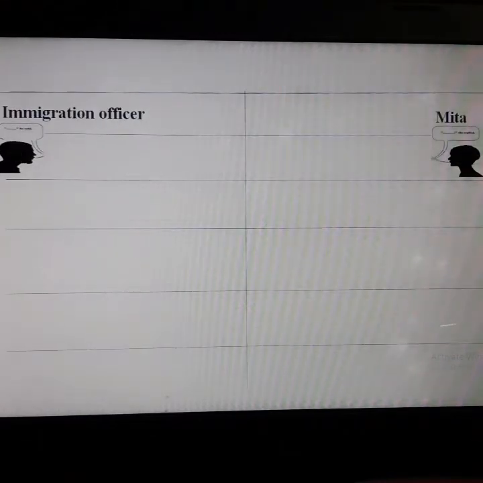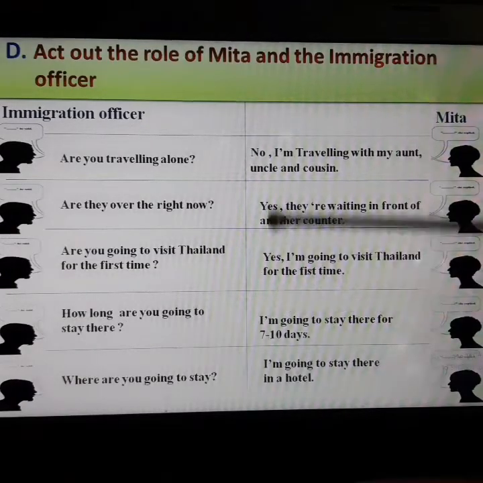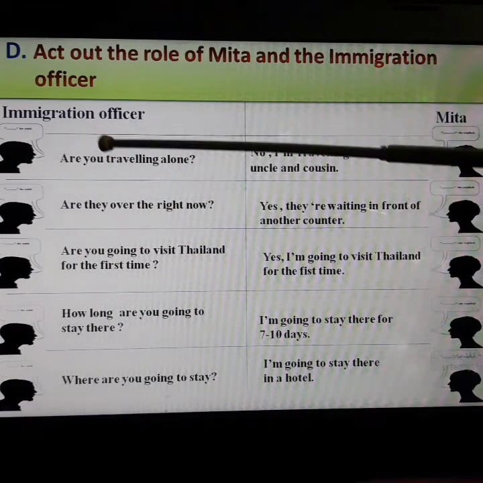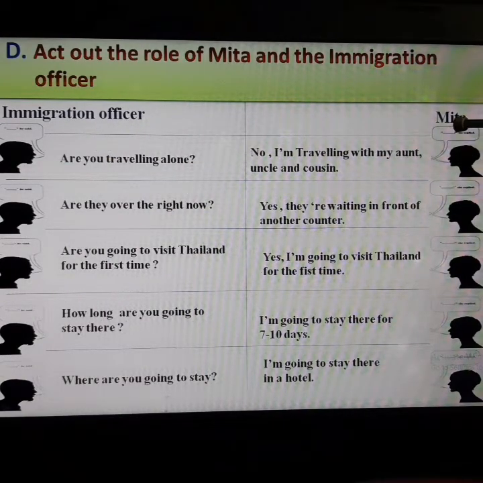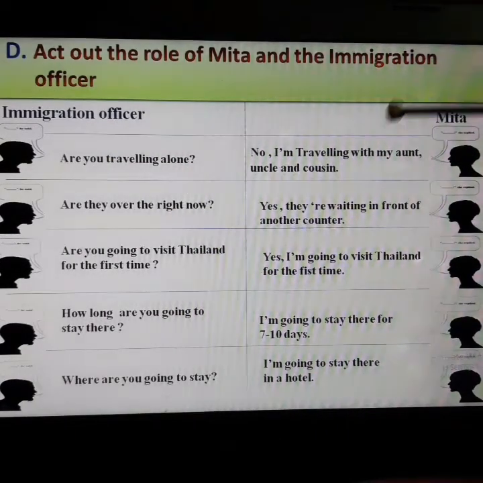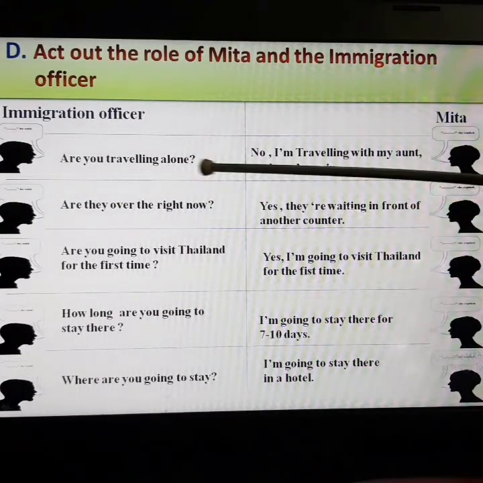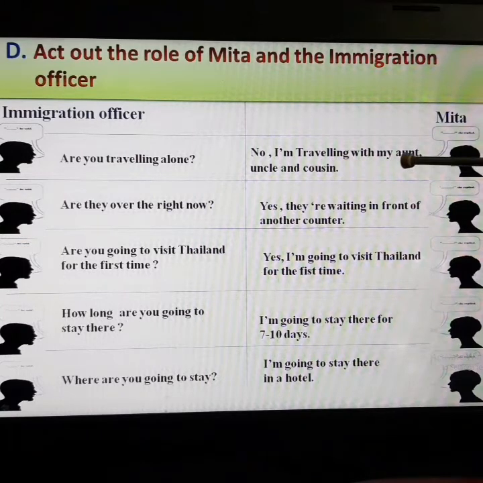Dear students, we can see a dialogue between an immigration officer and Mita. Let's enjoy the dialogue. Are you traveling alone? No, I am traveling with my aunt, uncle and cousin.